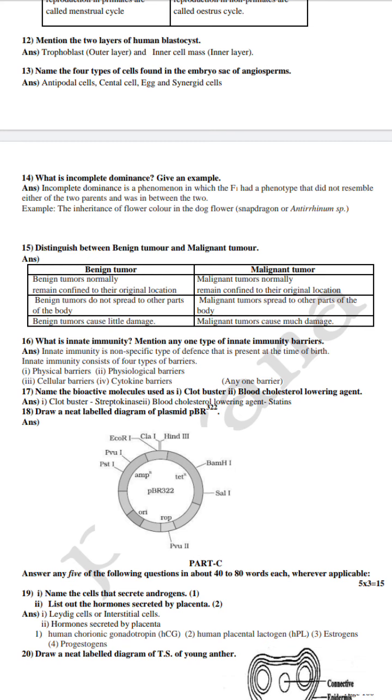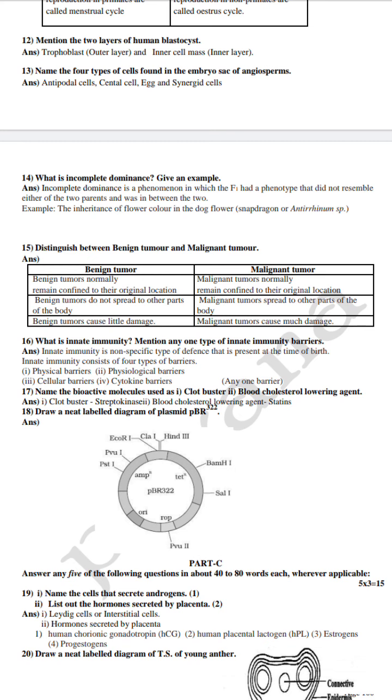Next, central cell, single in number, location centrally present and consisting polar nuclei which is diploid, formed due to fusion of 2 cells but single nucleus. Egg cell, haploid in condition, represents female gamete and location is micropylar end.